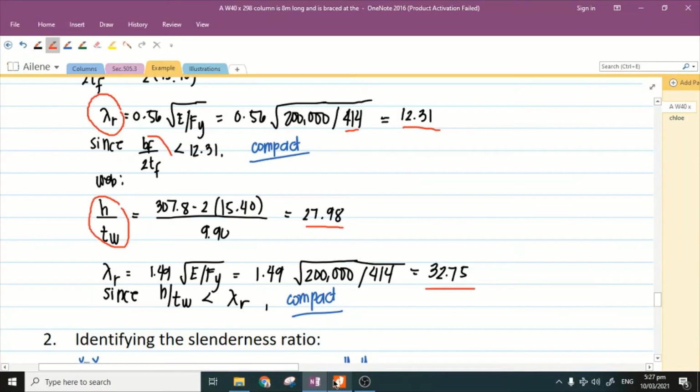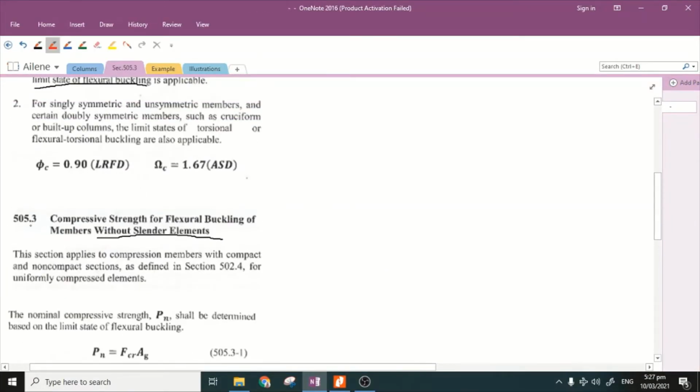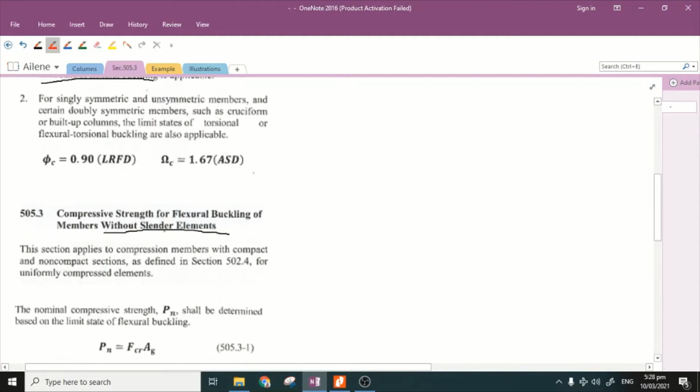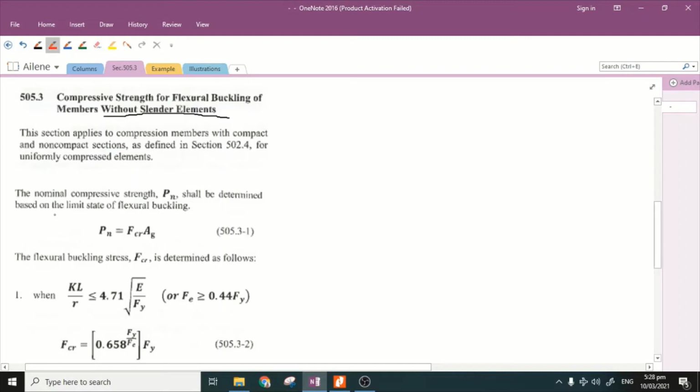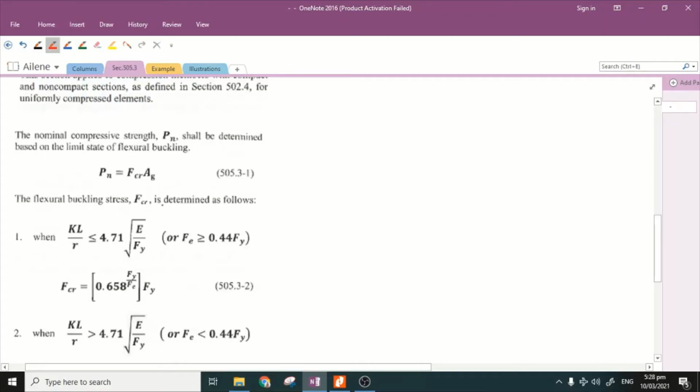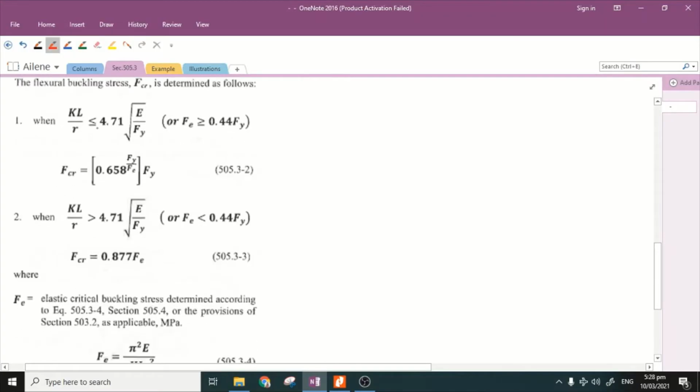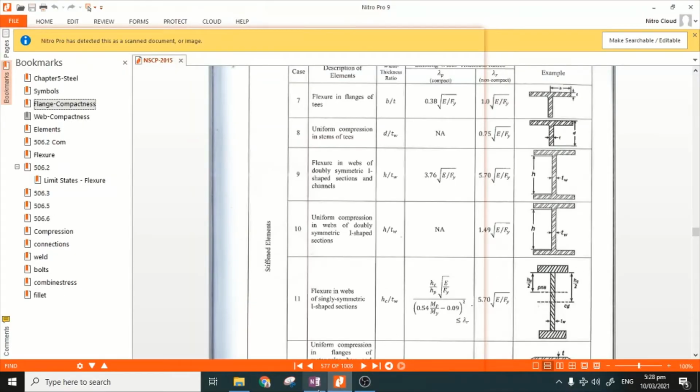Therefore, we fall under section 505.3, compressive strength for flexural buckling of members without slender elements. Under this, it says the nominal compressive strength P sub N shall be determined based on the limit state of flexural buckling. So, the flexural buckling stress is determined as follows. Number 1, we must know the slenderness ratio, since it determines which equation we use to get the value of F sub CR, the flexural buckling stress. So, let us first compute the slenderness ratio.